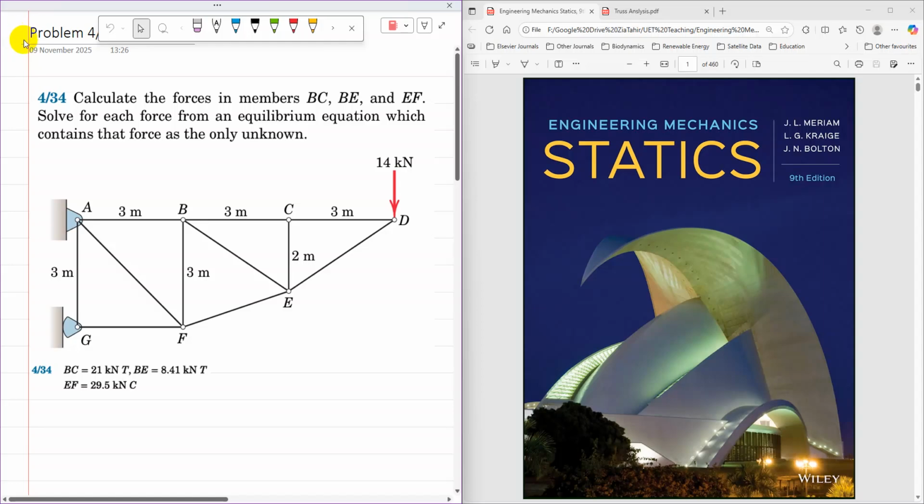This video tutorial is the solution to problem 4.34 from Engineering Mechanics Statics, 9th edition, by J.L. Meriam, L.G. Kraige, and J.N. Bolton. The statement of the problem is: calculate the forces in members BC, BE, and EF. As member forces in BC, BE, and EF are required, there are only three members. So I'm going to solve this problem using the method of sections.